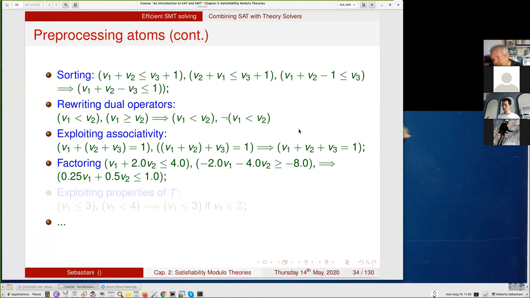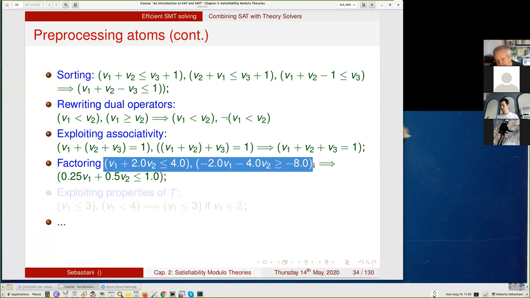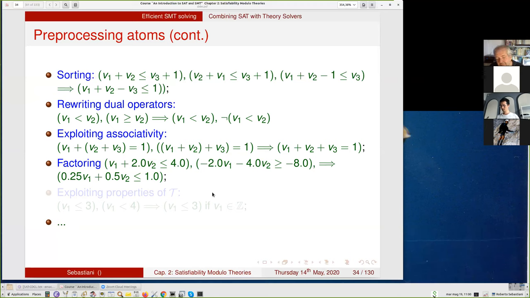You should exploit some of the properties of the theory. For instance, you can factor out the number. So these two atoms here are semantically identical, but they look different. So let's rewrite all of them, for instance, setting the constant term as one. So both can be rewritten as 0.25V1 plus 0.5V2. So rewrite atoms in a normal form, whatever normal means.